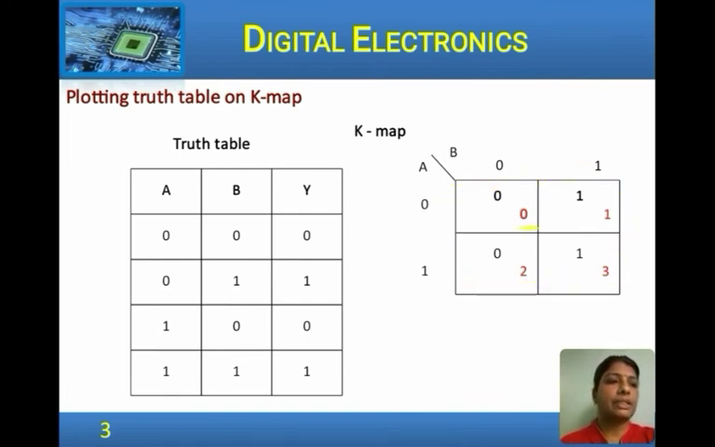The first cell represents 0, that is for the combination 0, 0, A bar, B bar. The second cell is for A bar, B, that is 1. The third cell is for A, B bar, that is 2, and the fourth cell is for A, B, that is 3. Taking the output value for 0, 0, the Y output is 0, so write 0 over here. For 0, 1 it is 1. For 1, 0 the output is 0, so put 0 here, and for 1, 1 it is a 1.